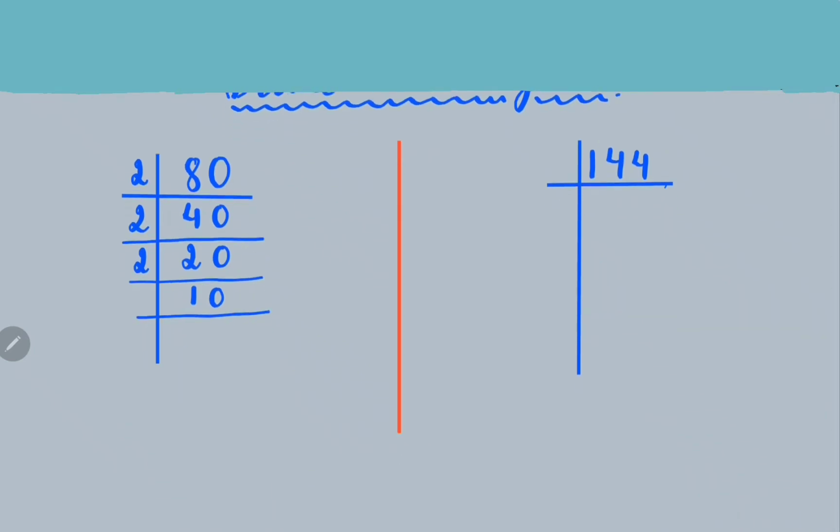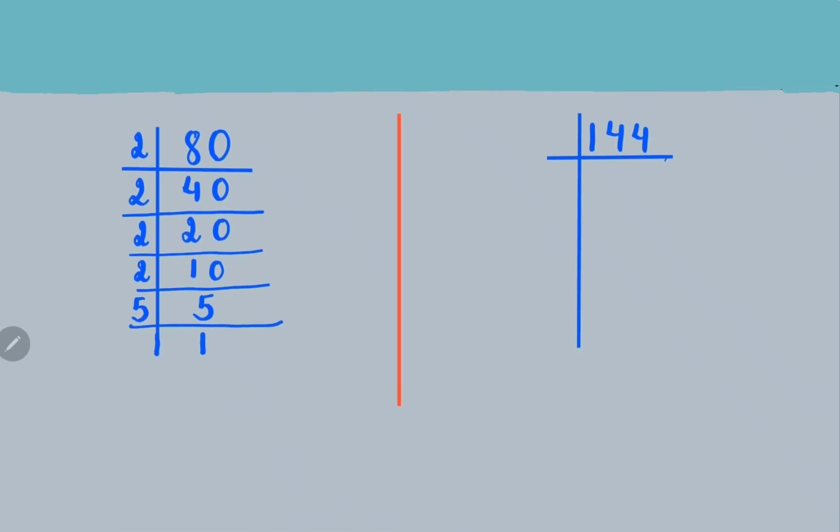Now 10. 10 is also an even number. Its ones place is 0. 2 times 5 is 10. Now 5. 5 goes on 5, 5 times 1 is 1. So prime factors of 80 are: 80 is equal to 2 into 2 into 2 into 2 into 5.